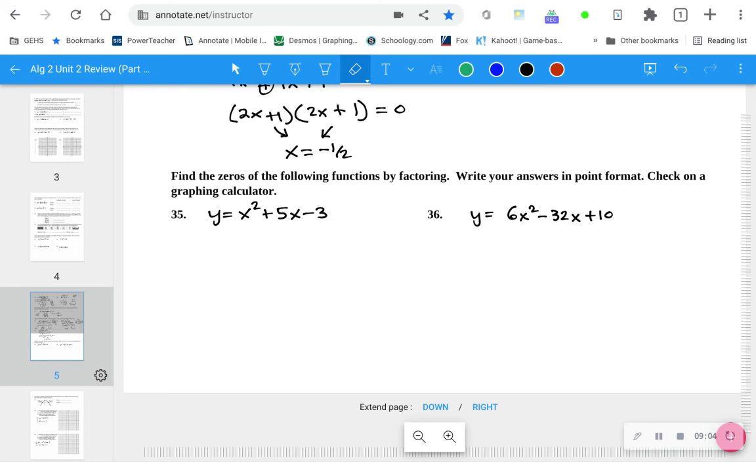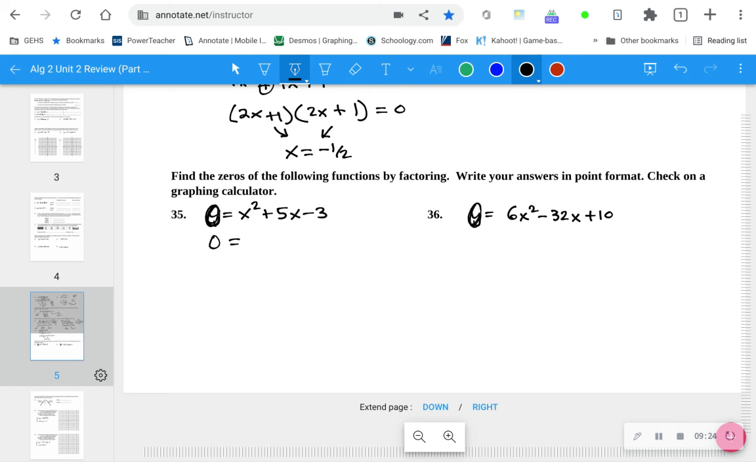Okay, final 2 on this page here. Let me get rid of a stray mark that showed up there. And what we're supposed to do is find the zeros. And that's really the same exercise. We're trying to find the x values that make the y turn into 0. So you can see I changed the y to 0, and I'll do it again on the other one here. So this is really the same exercise.